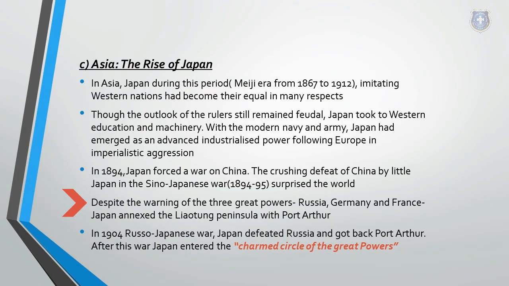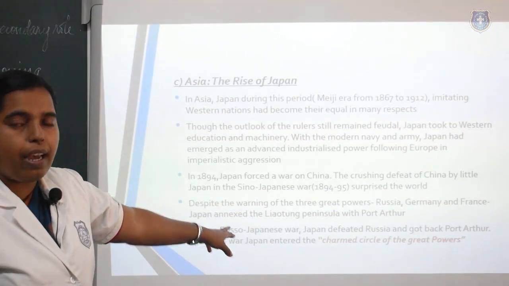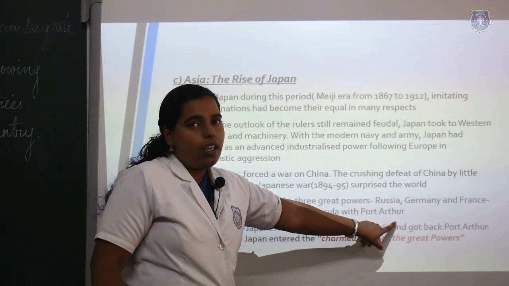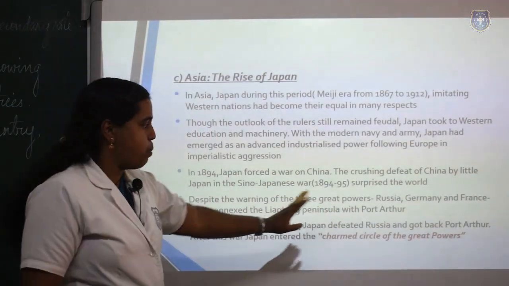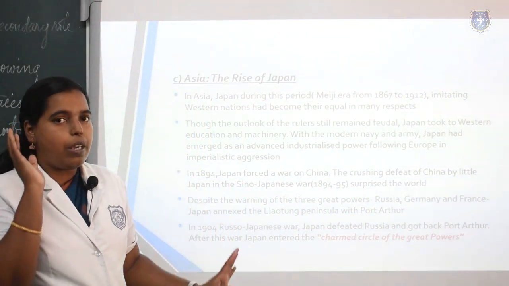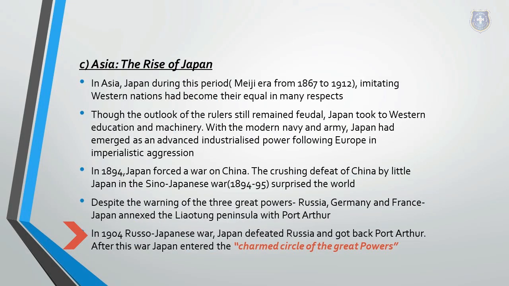Then, despite the warning of the three great powers, after Japan started rising up, the other countries, Russia, Germany, and France, came there. France also annexed the Liaotung Peninsula with Port Arthur. They started to warn Japan to go away from annexing Port Arthur. They don't want Japan to annex Port Arthur. But Japan did not pay any attention to their warnings, and what it did was the Russo-Japanese War.